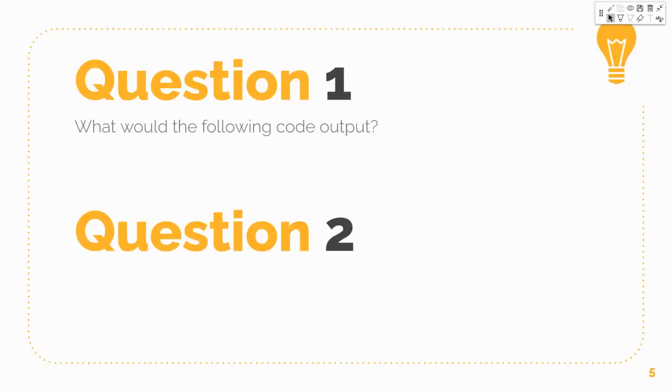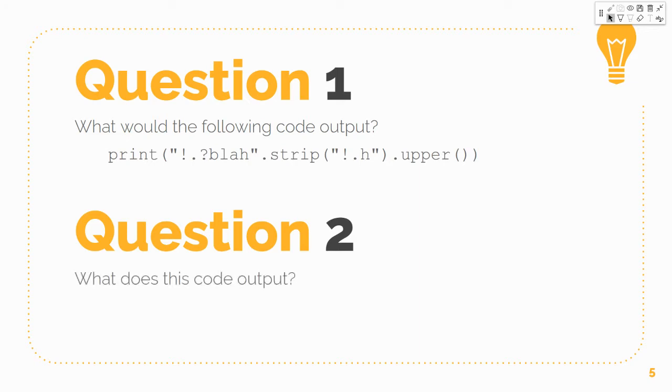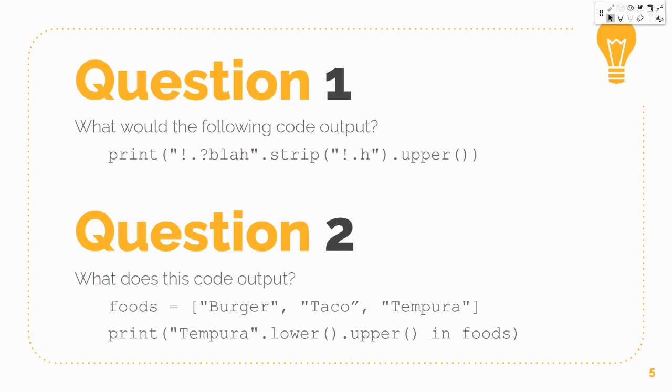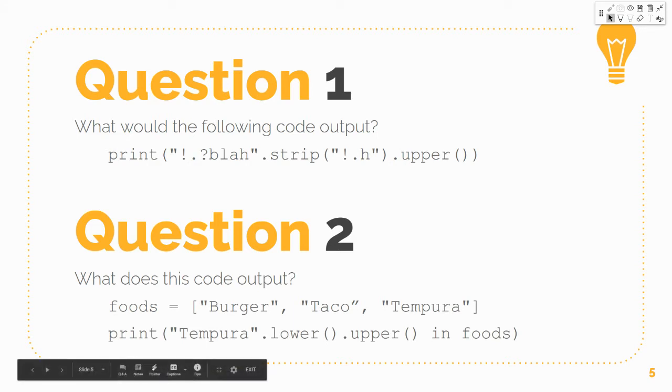So question 1, what would the following code output? This bit of text, dot strip, then dot upper. So what would that print? In question 2, what does this code output, where we have foods, get some foods in that list, and then what does that print at the end? So we'll ask both those questions now.